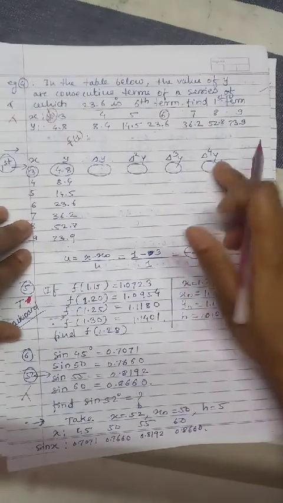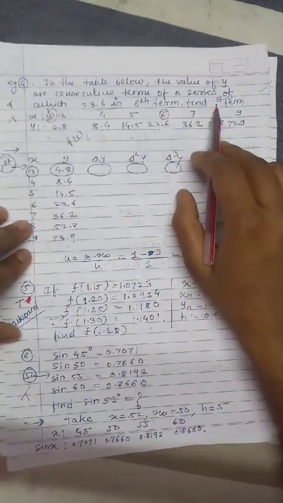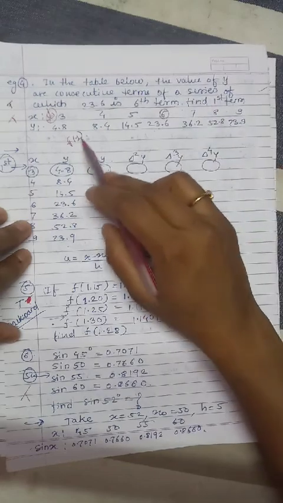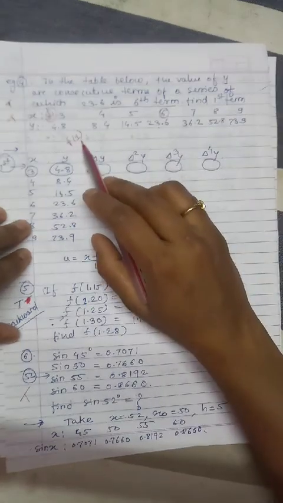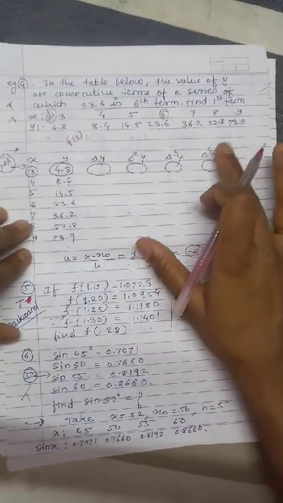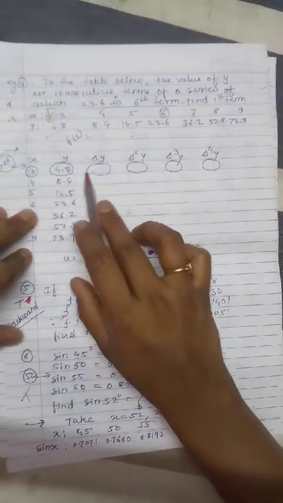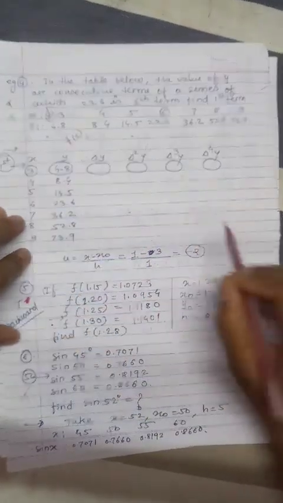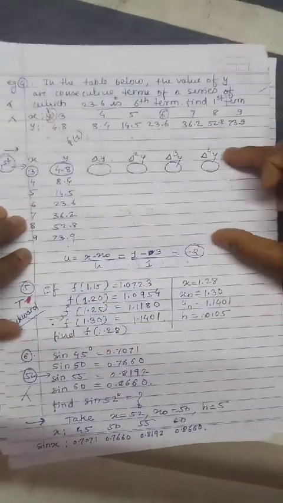Prepare the Newton's forward difference table and find the value of y at x equal to 1, that is find f of 1 by putting x equal to 1 in the formula. And take delta y naught, delta square y naught, delta cube y naught, delta raised to 4 y naught as the first circled numbers. You can prepare this table.